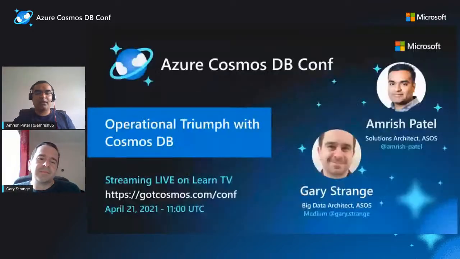So hello, everyone. Some really great sessions today. I definitely learned loads. So hi, I'm Amrish. Welcome to our session on operational triumph with Cosmos DB, where we'll look at how ASOS has been using Cosmos DB to achieve success. I'm a solution architect here at ASOS, looking after the order and return domains. I've got here with me my colleague Gary, who will introduce himself. Hi, I'm Gary Strange, big data architect at ASOS. I work alongside Amrish and other architects delivering data solutions.